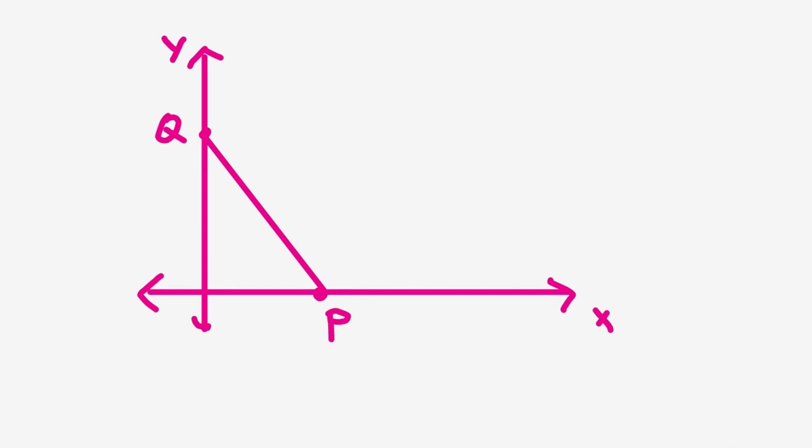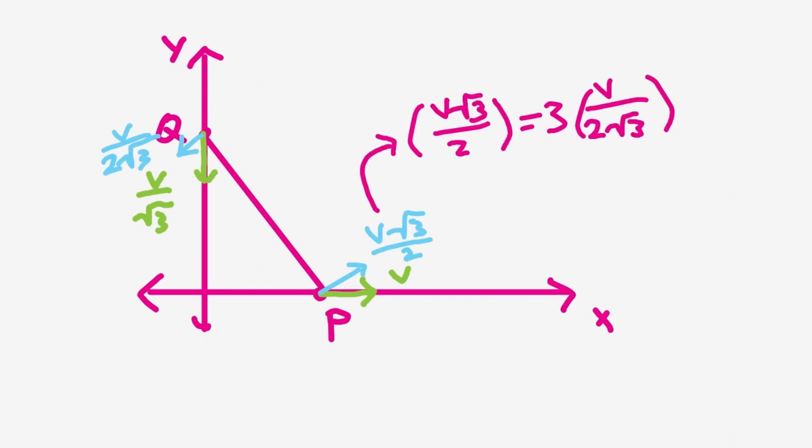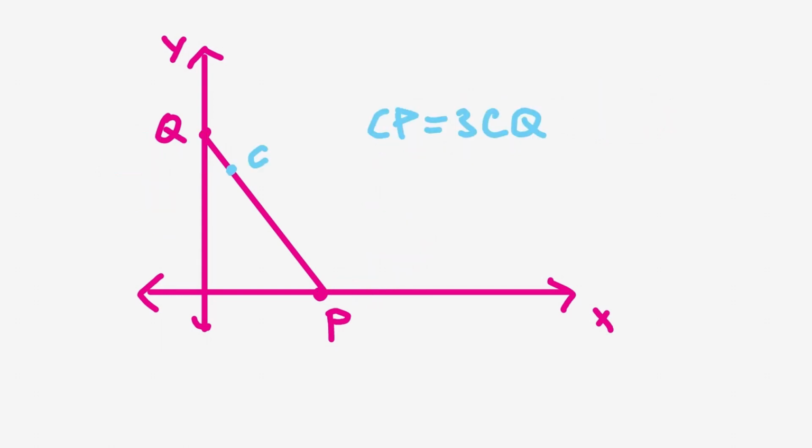Looking at a graph of P and Q, we can draw in vectors for their velocities like so. With some trigonometry, we can find the magnitudes of the components of these vectors that are perpendicular to PQ, which gives us the following. Since P moves 3 times as fast as Q in the perpendicular direction, the pivot point C is located such that CP is 3 times CQ. Thus, C lies 1/4 of the way from Q to P, which tells us that point C is (1/8, 3 square root 3 over 8).